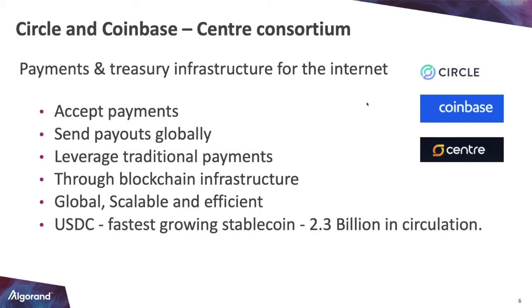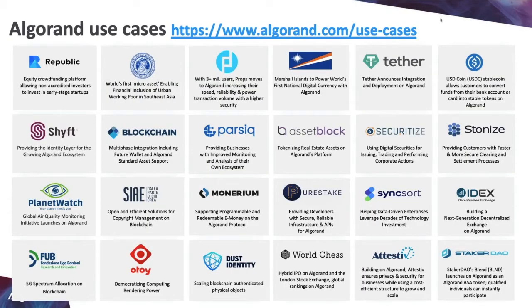And it provides USDC, which is the fastest growing stablecoin, over 2.3 billion in circulation. So this is really a great player, and we're seeing a lot of activity on the blockchain with this particular effort. And more of these types of use cases are available at algorand.com/use-cases. And Asset Block, for example, is another one there that does tokenizing of real estate assets. So you can have real estate divvied up among multiple stakeholders through percentage of assets. And a lot of other ones that are actually using assets, Plant Watch is another one.